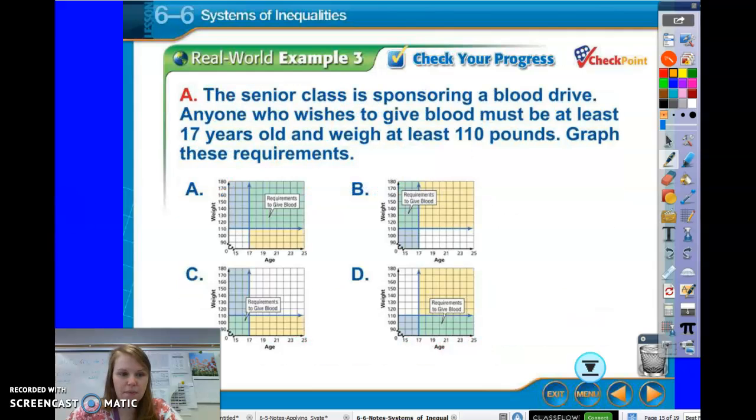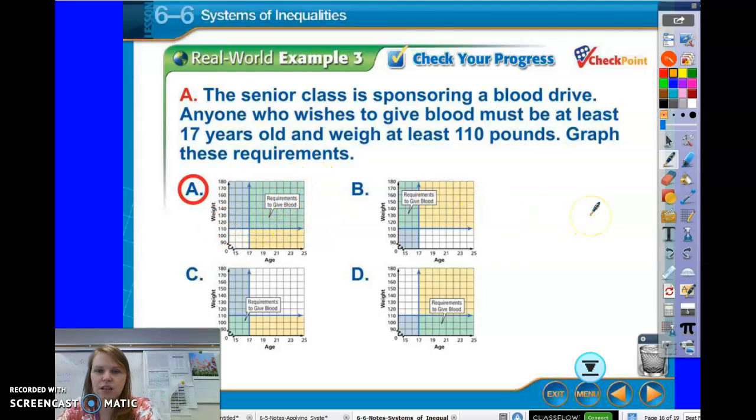So now you try. The senior class is sponsoring a blood drive. Anyone who wishes to give blood must be at least 17 years old and weigh at least 110 pounds. Pause right here. See what you can do. See which of these matches. When I worked through this, I got A for this one. So we're saying 17 years old, so 17 and greater, so shade that part in yellow. And then we did 110 or more.